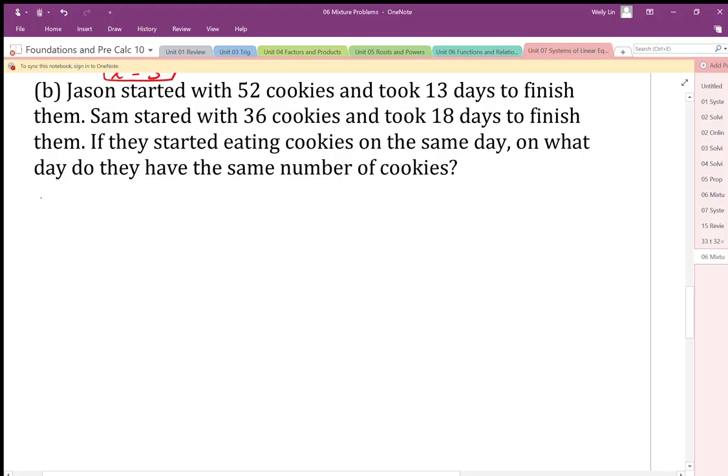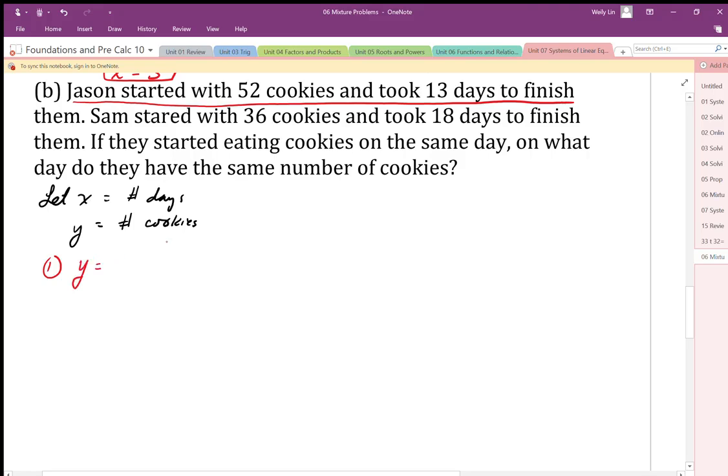So I'm going to let x equal the number of days and y equal the number of cookies. Okay. And I'm going to come up with a linear relationship for Jason and Sam. So Jason's linear relationship is going to look like this. So the y is the number of cookies. Okay, so that's going to be my dependent variable.